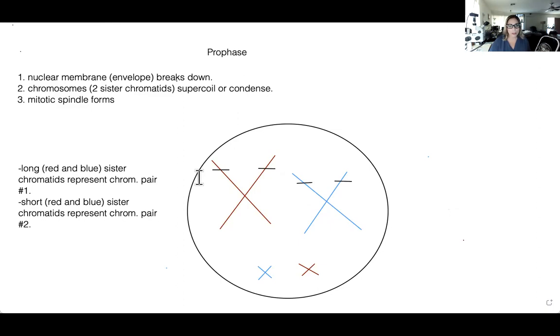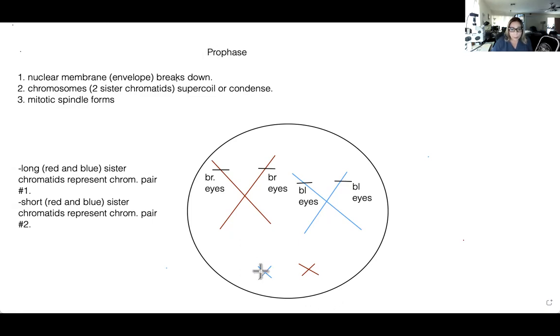So here we would have brown eyes, right? And then this would be brown eyes. Now the long blues are homologous to the long reds. So here we have blue eyes and blue eyes. Okay, so the long reds are homologous to the long blues. They are not identical, but they code for the same inherited traits, such as eye color.